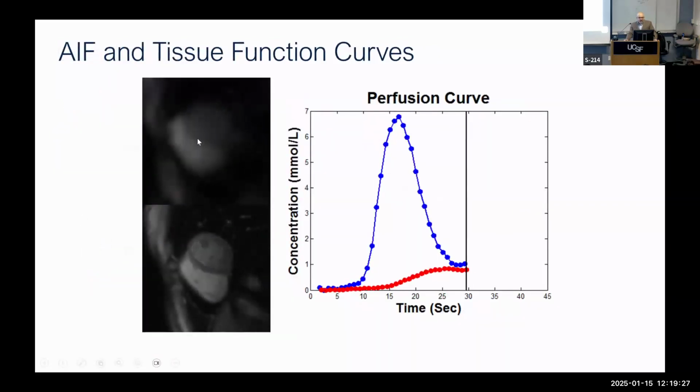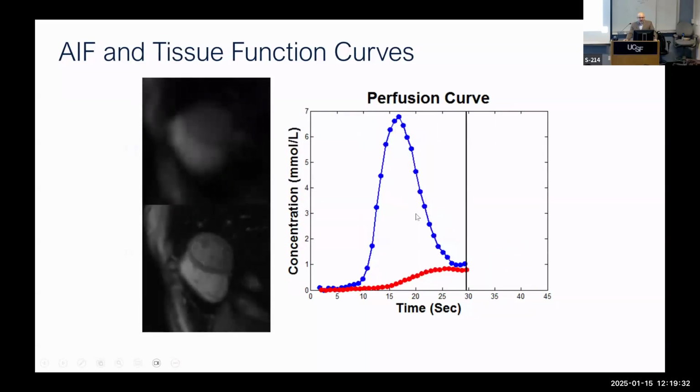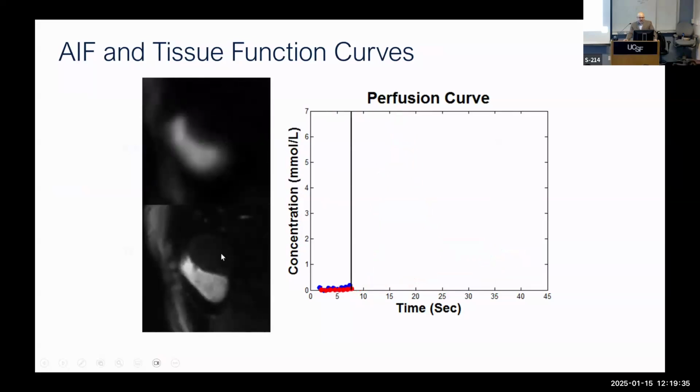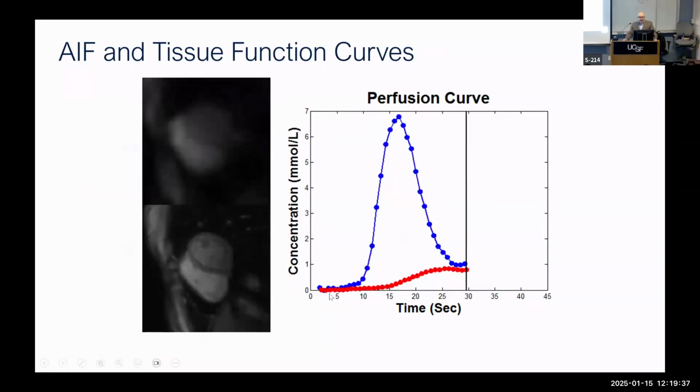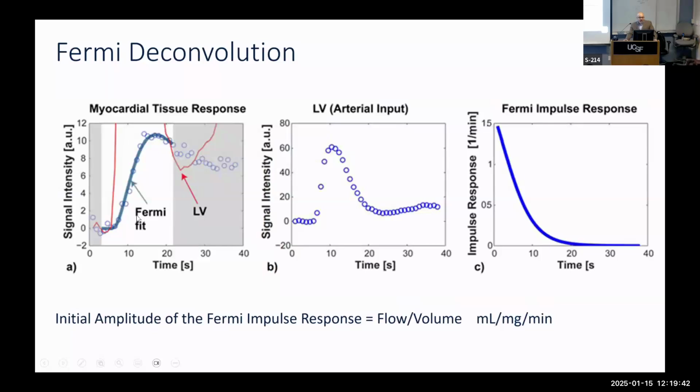So what we do then is we have an image of the blood pool that lets us get the concentrations in the cavity, and then we have this other high resolution image where we can get the concentrations on a pixel-wise basis within the myocardium. And then we do a certain type of fitting called deconvolution. I'm not going to get into technically how it's done, but suffice to say, if we know this initial amplitude of this impulse response, then that is the flow per unit volume. So we can directly quantify myocardial perfusion, similar to what's done with PET imaging.